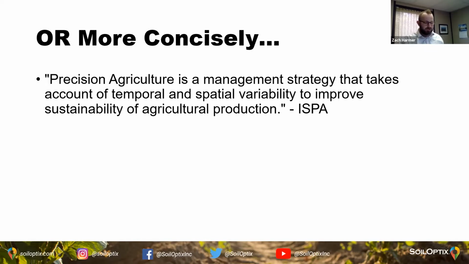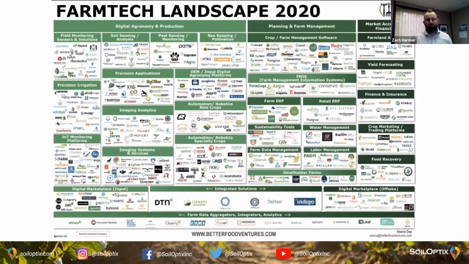Now, precision ag tech is huge, right? I always look for this graphic to be released every year, identifying what are those farm tech companies out there. And this is 2020. It's extensive. It's massive. And I don't even know if this touches all of them. So how do we begin to really bring all of this together a little bit more?